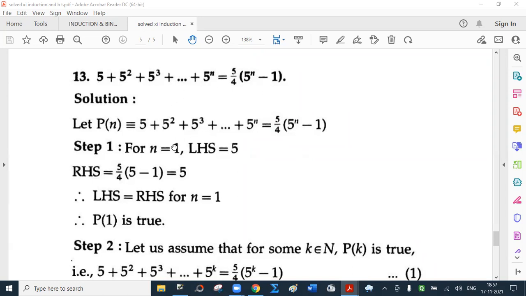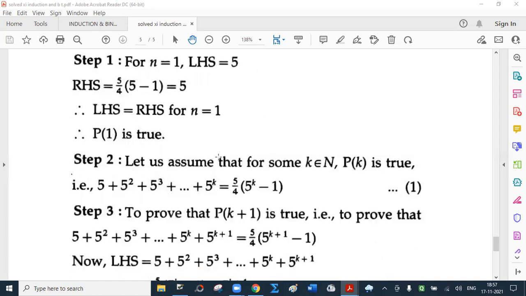Let Pn denote the given statement. For n equal to 1, LHS is 5. What is RHS? 5 by 4 into (5 minus 1), which is 5. So P of 1 is true. We assume that the result is true for n equal to k, where k is a natural number. Naturally, 5 plus 5 square plus 5 cube up to 5 raised to k equals 5 by 4 into (5 raised to k minus 1). Number 1. You have to say number 1 because we have to make use of this when we prove that P of k plus 1 is true.